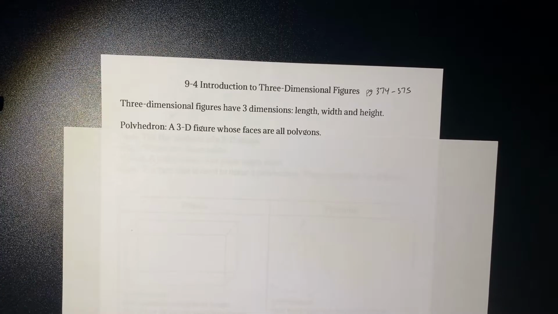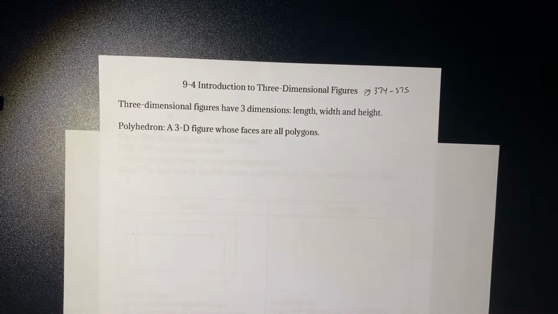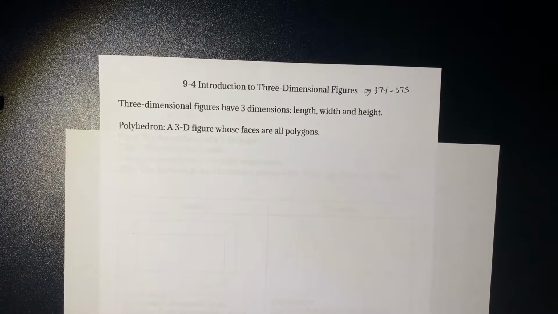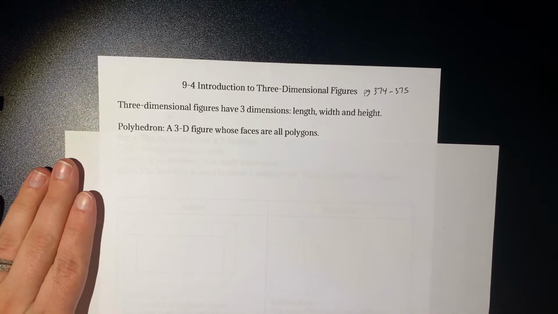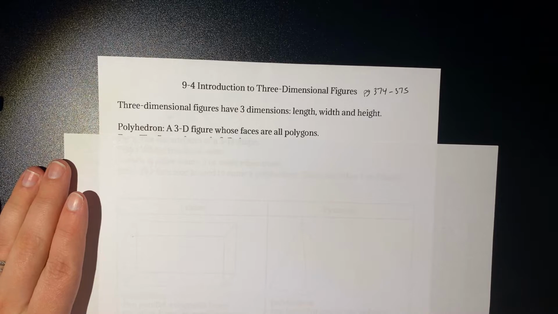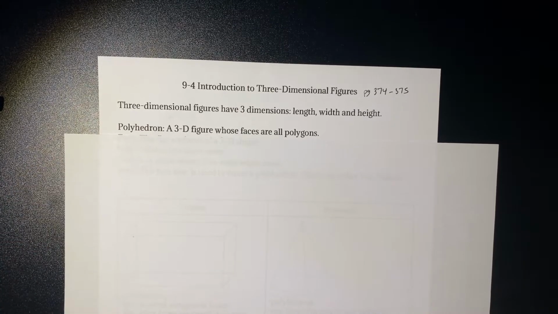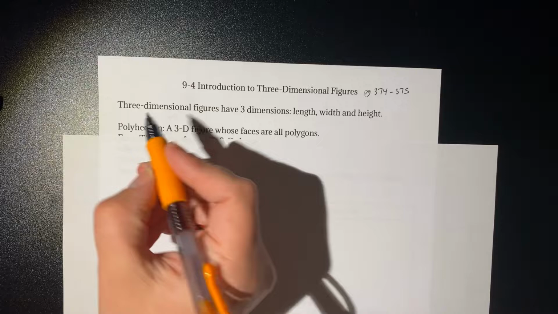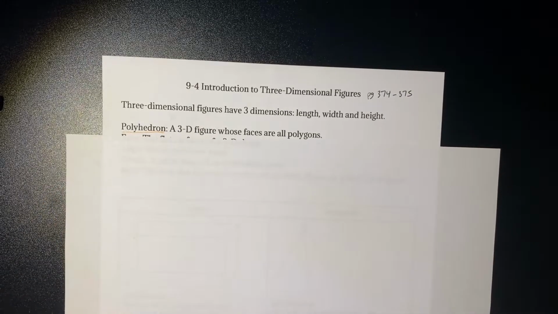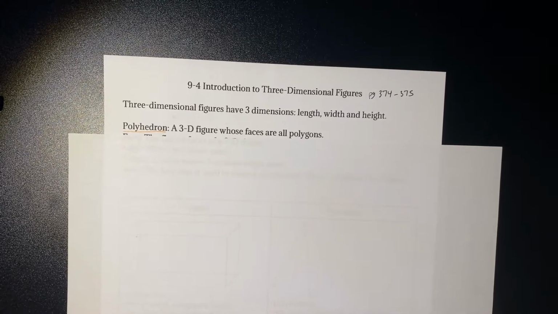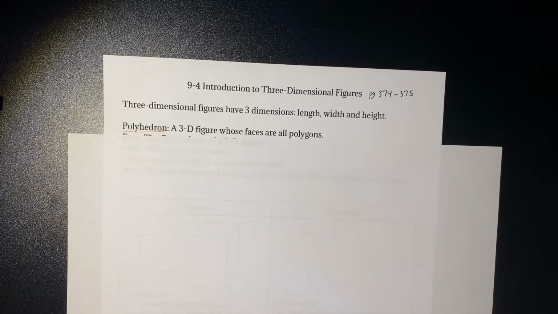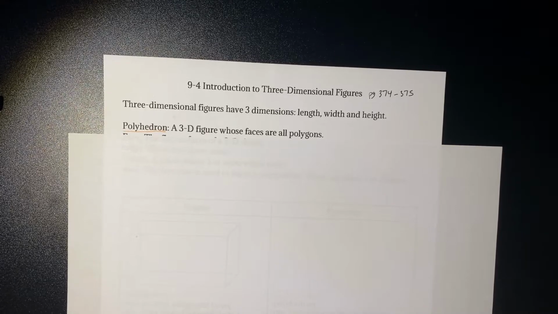All right, so there are different kinds of 3-dimensional figures, and that's what today's lesson is about: being able to identify the different types of 3-dimensional figures, name them, and find all the components of them. So the first important word is a polyhedron. Polyhedrons are 3-dimensional figures whose faces are all polygons. So pretty much they're all a shape that is not round.